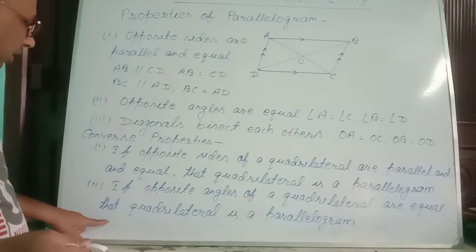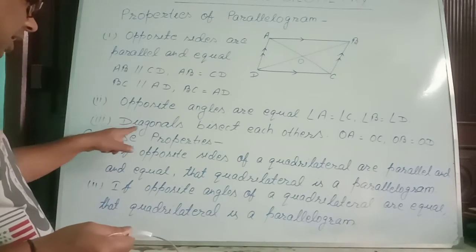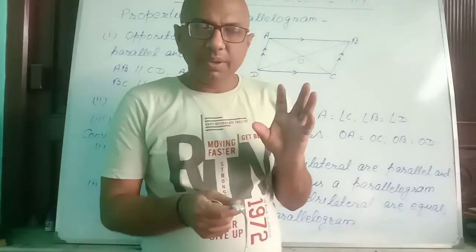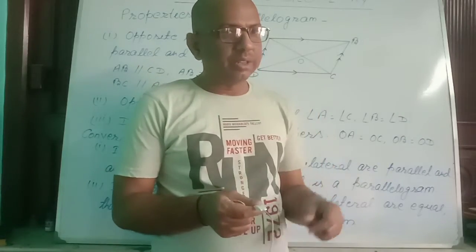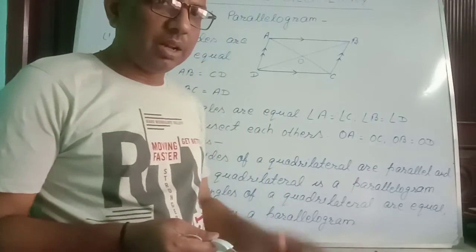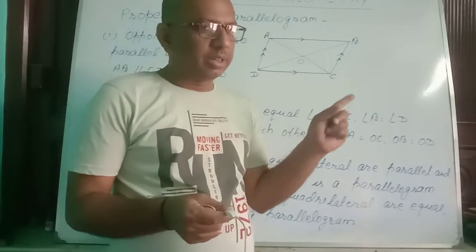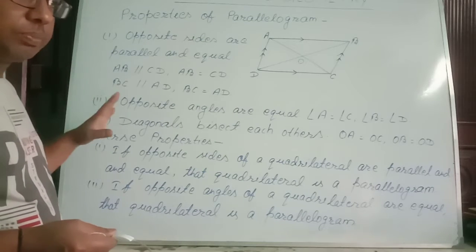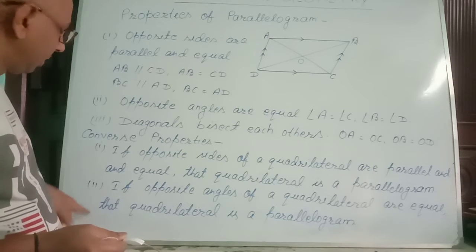And one more thing, I could not get space here to write the converse property. Number 3, diagonals bisect each other. For that we can write: if in any quadrilateral diagonals bisect each other, then that quadrilateral is a parallelogram. So the upper 3 are the main properties of a parallelogram, and for the lower 3, I did not write the third because I could not get space, but these are the converse properties.